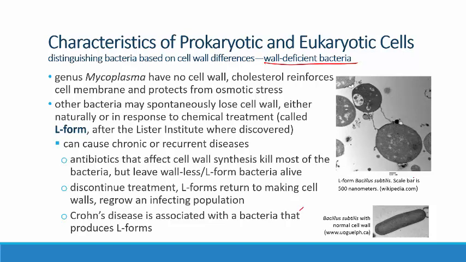So here we see a normal Bacillus subtilis. We've been looking at a Bacillus species in lab. This is Bacillus subtilis with its cell wall, but it can also become an L form, and here we see the spheroplast or protoplast looking forms of these cell wall-less bacteria.